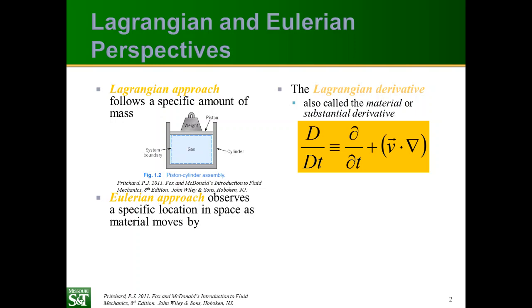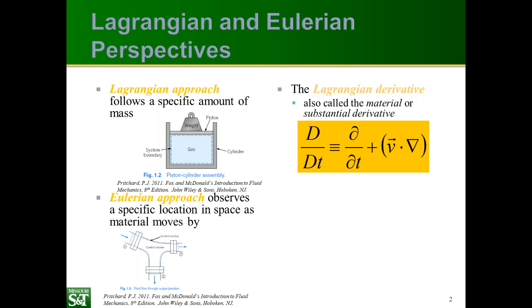The challenge here is that the Lagrangian formulation of our equations, like conservation of mass and linear momentum and so on, are very difficult to apply to a flowing fluid. So we have an Eulerian approach. This observes a particular location in space as the material moves past.